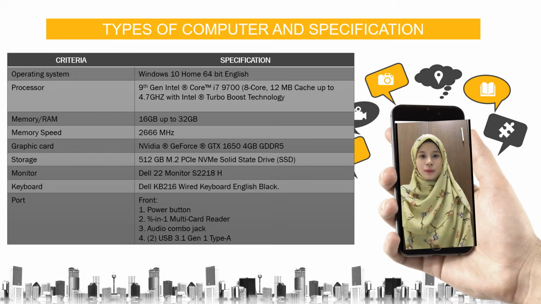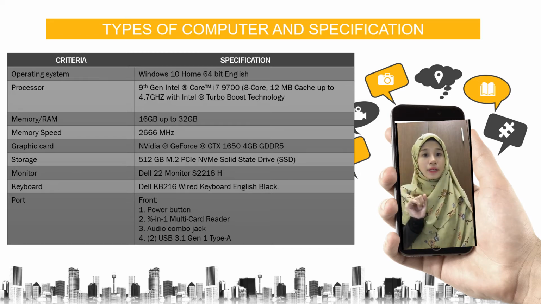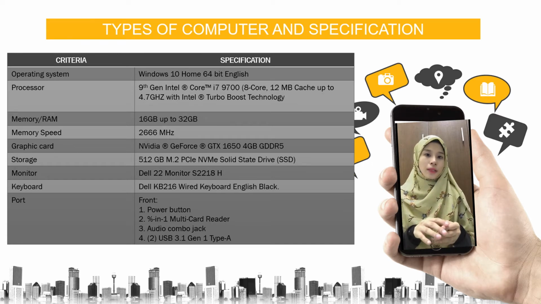Assalamualaikum warahmatullahi wabarakatuh. I am Shanilza binti Jamal, and now I'm going to present the types of computers and their specifications. There are 5 main types of computers, which are supercomputers, mainframe computers, minicomputers, microcomputers, and finally mobile computers. But let us go deeper into microcomputers.